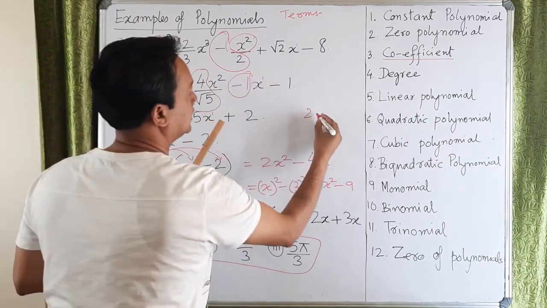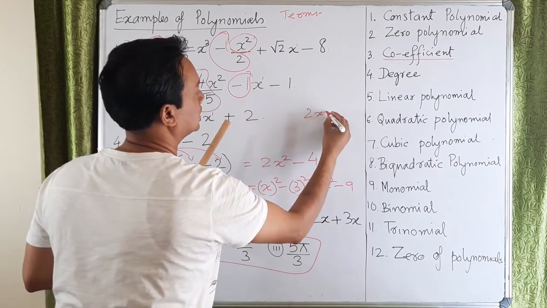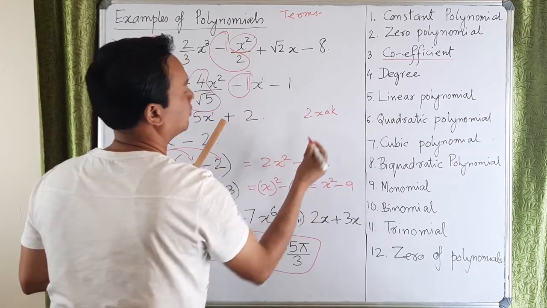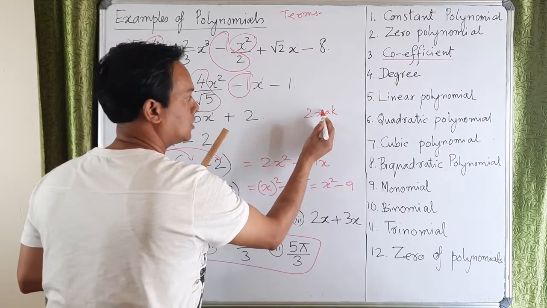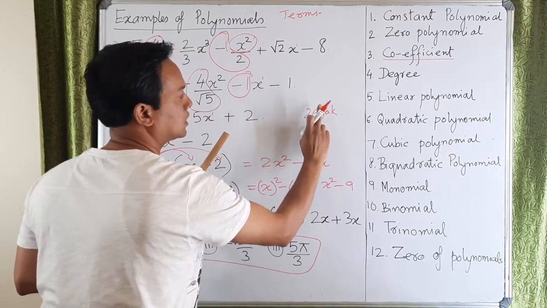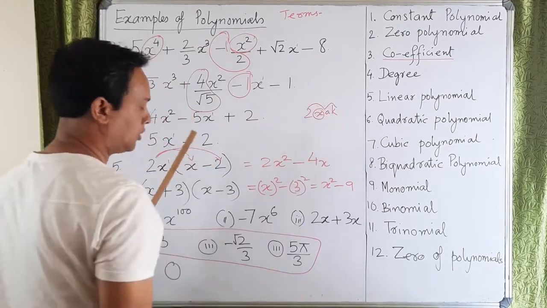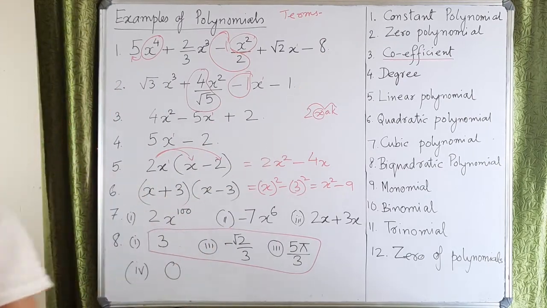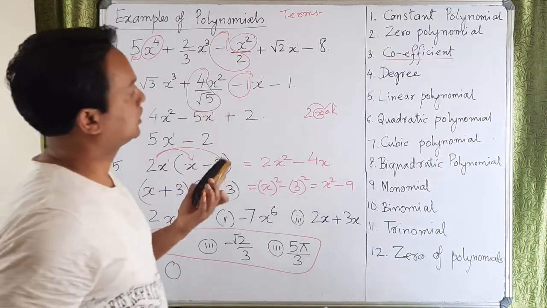Say we have a number like this. And if I ask you what is the coefficient of x, just don't look at x. Whatever is left, that will be called coefficient. I hope the word coefficient is clear.